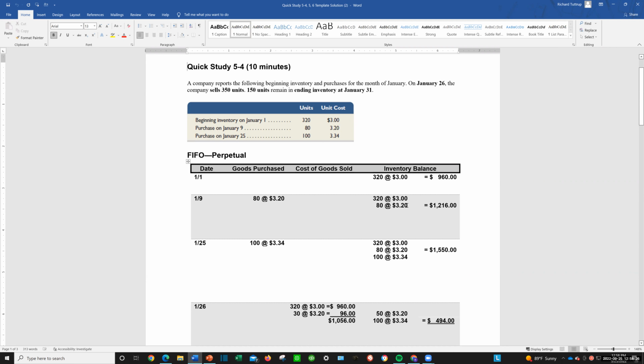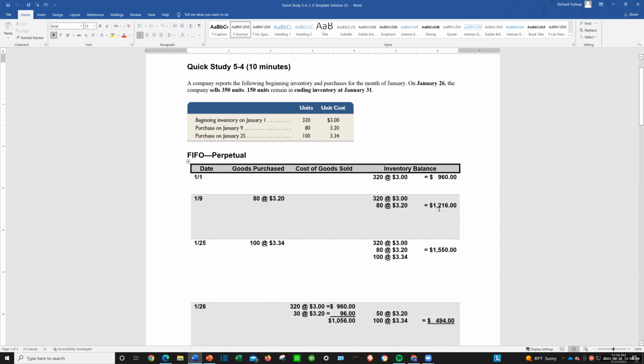So that's the secret to this whole perpetual thing. Just add to your layers when you purchase. So this was our original layer. We bring it down. When we purchase something new, we add to the layer. So trust me, I'm a professional. I have an honest face. If you cost that out, you know that we're at 1,216.